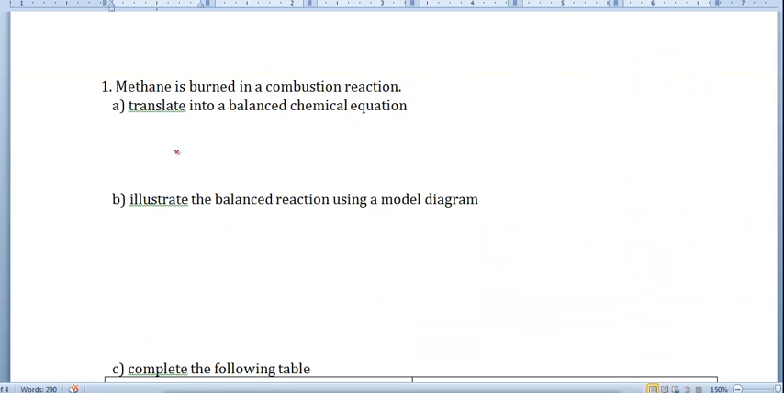So the first problem on your problem set has to do with methane. So now that we've gone through propane combustion, this reaction should seem like a piece of cake. All right, you should be able to do all 3 on this problem set. Okay, so good luck.